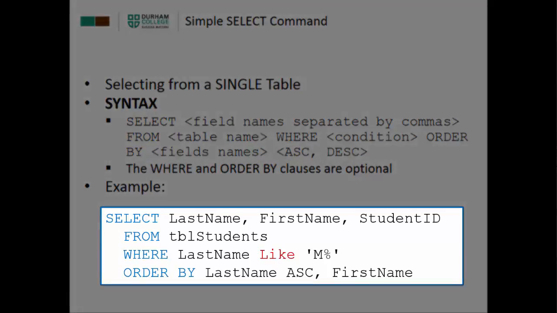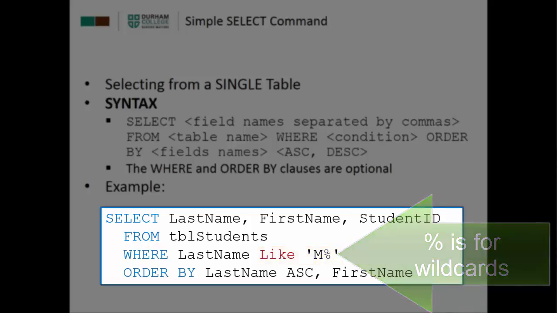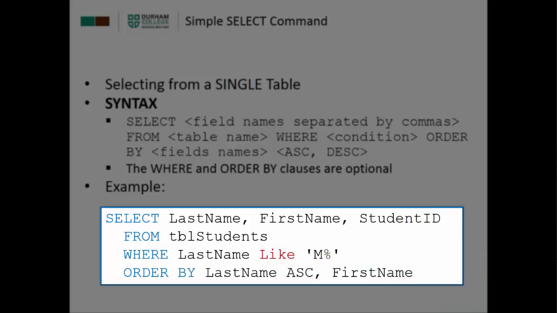The example you see here is selecting from something called tblStudents. This is actually an example we've done in Access. Selecting the last name, first name, and student ID from tblStudents, where last name is like M. And we've seen a like statement in Access as well. What we didn't see was this percentage sign here. Wildcards in most implementations of SQL are done with a percentage sign rather than an asterisk like we saw in Access. So if you want this to work in SQL, you'll use a percentage sign instead. And then order by last name ascending, comma, first name.